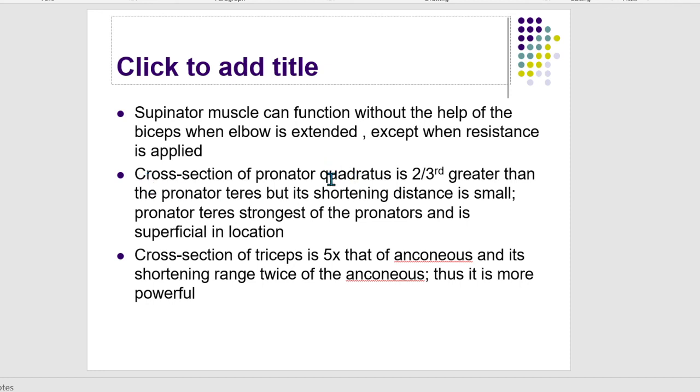The cross-section of pronator quadratus is two-thirds greater than pronator teres, but its shortening distance is small. So pronator teres is the strongest of the pronators and is superficial in location. The cross-section of the triceps is 5 times that of the anconeus. Its shortening range is twice that of the anconeus, so it is more powerful.